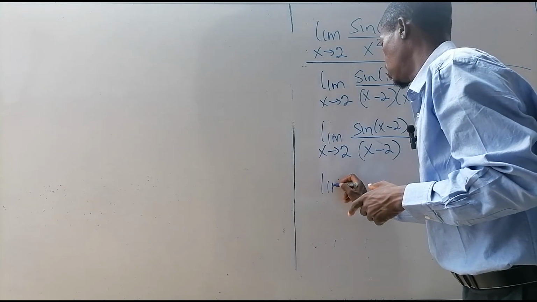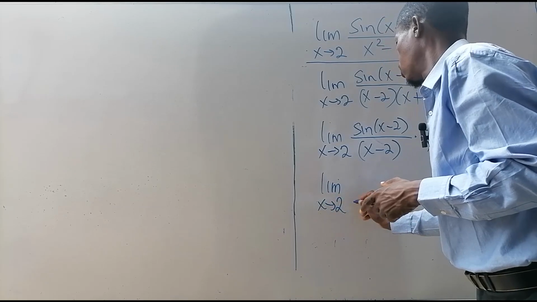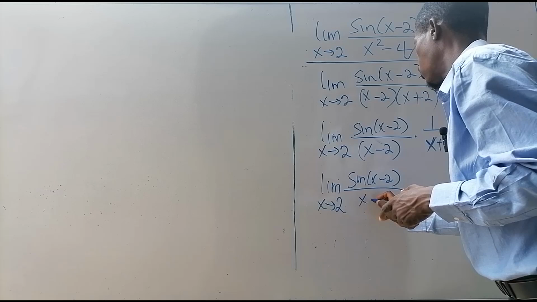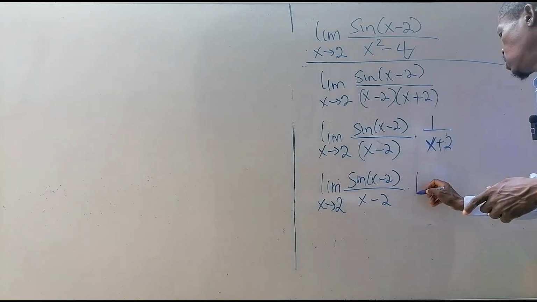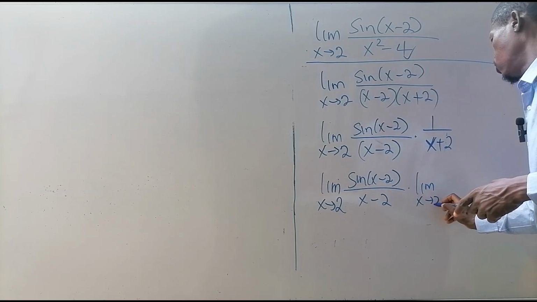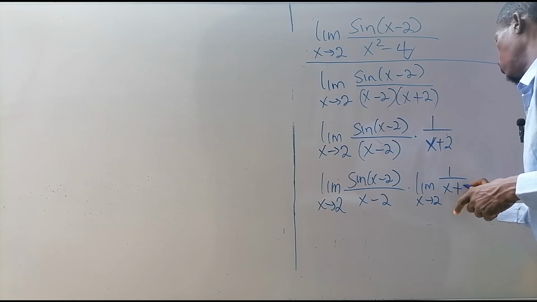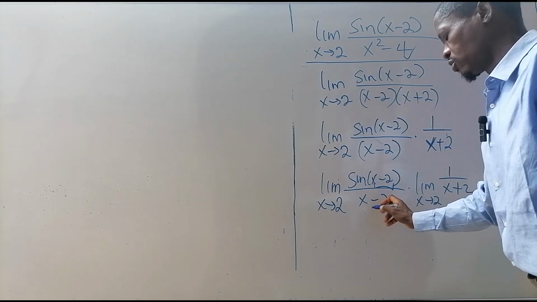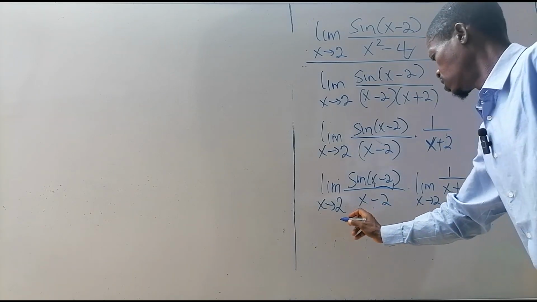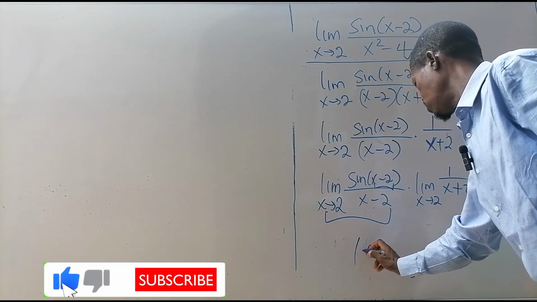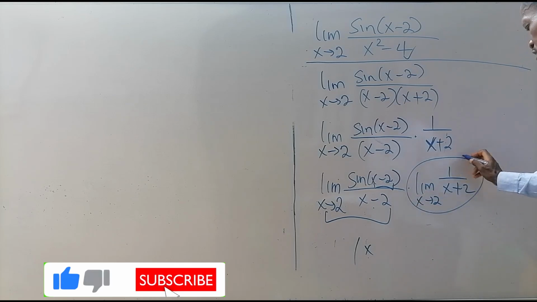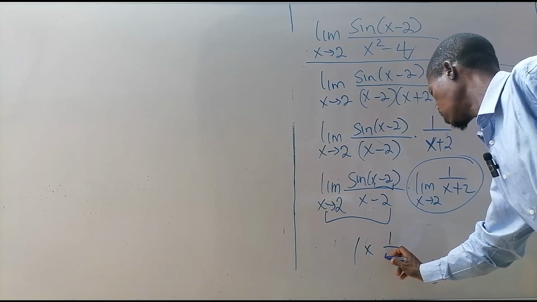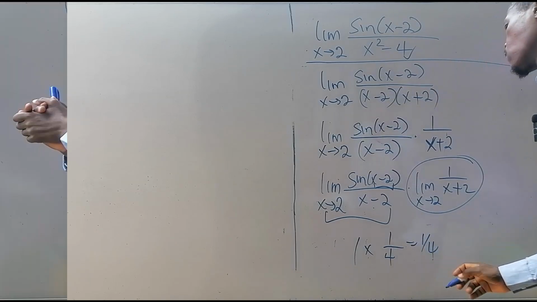So at this point, apply the laws of limits for a product of functions, and that will be equal to the limit as x tends to 2 of sin(x − 2) over (x − 2), times the limit as x tends to 2 of 1 over x + 2. You can see the inner function here and the denominator are the same. So this limit will be equal to 1, times, then here do your direct substitution, and that will be 1 over 2 + 2, that's 4. So the answer is 1 over 4.